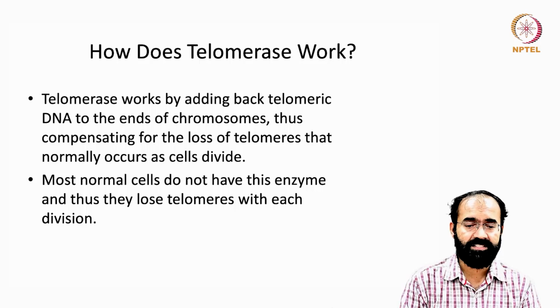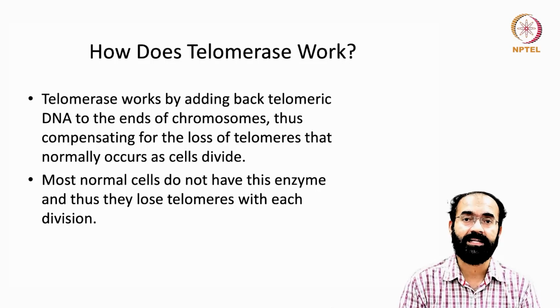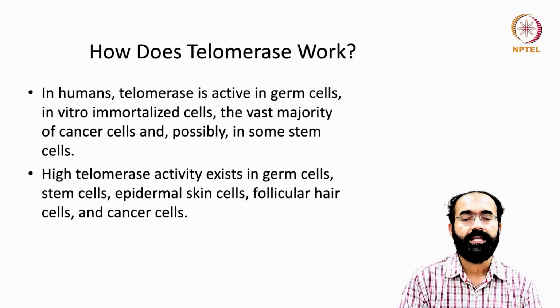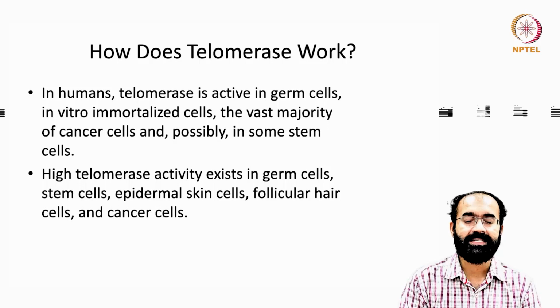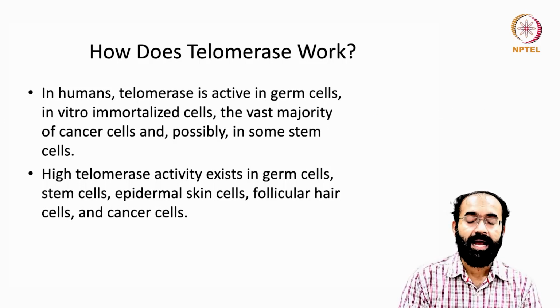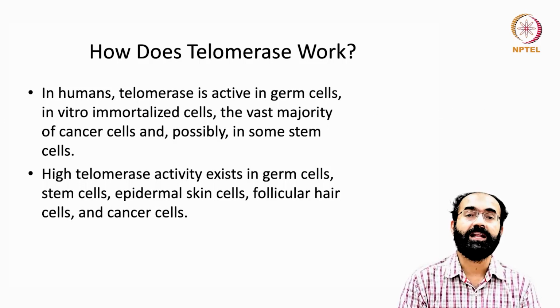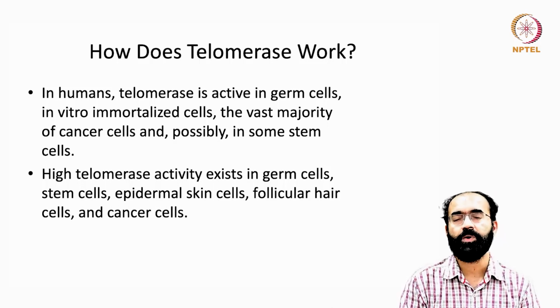Most normal cells do not have this enzyme, and thus they lose their telomeres as and when the cell continues to divide. In humans, telomerase is active in germ cells and also in in vitro immortalized cells. Immortalized cells means you have different ways of immortalizing a cell. Immortalizing simply means you can pass on the cell culture for generations. We usually refer to the word passage.